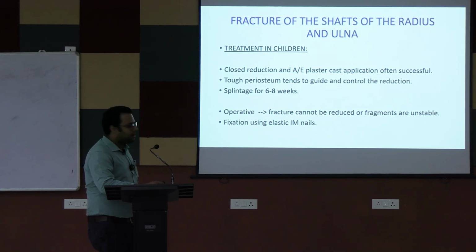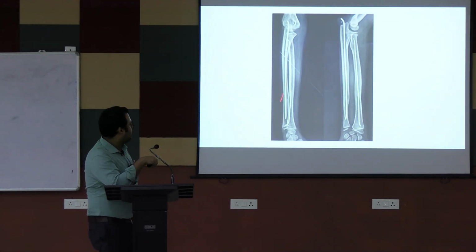But even in children, we sometimes need to go for operative fixation. What are the indications for the same? Fractures that cannot be reduced or where the fragments are unstable. In those cases, due to severe injury of the periosteum, the splinting effect of the periosteum does not take place. So we mainly go for closed reduction under a mobile X-ray in the OT, and fix the fractures with elastic intramedullary nails. As you can see in this picture, this fracture is already united. This one was fixed with a flexible intramedullary nail. These are known as TEN, titanium elastic nail.